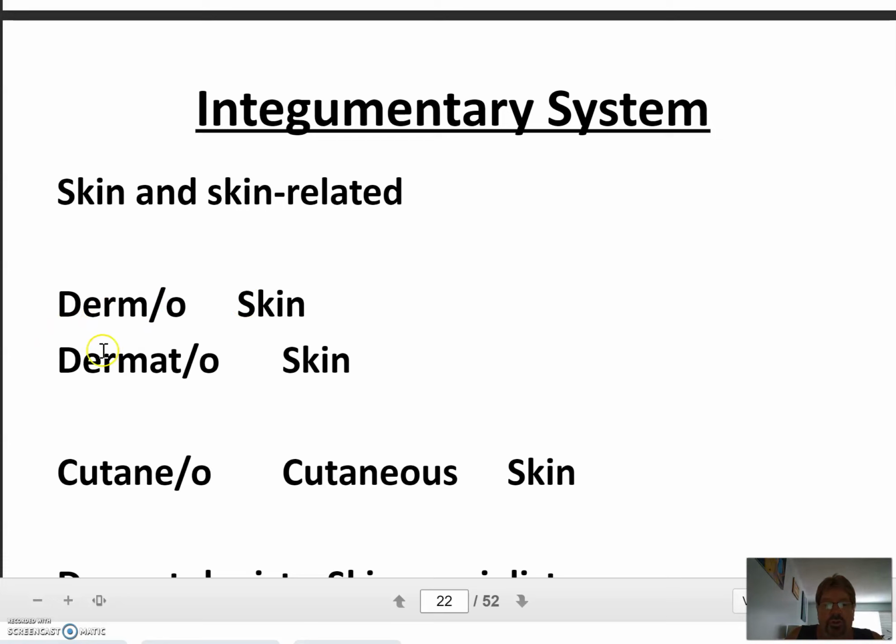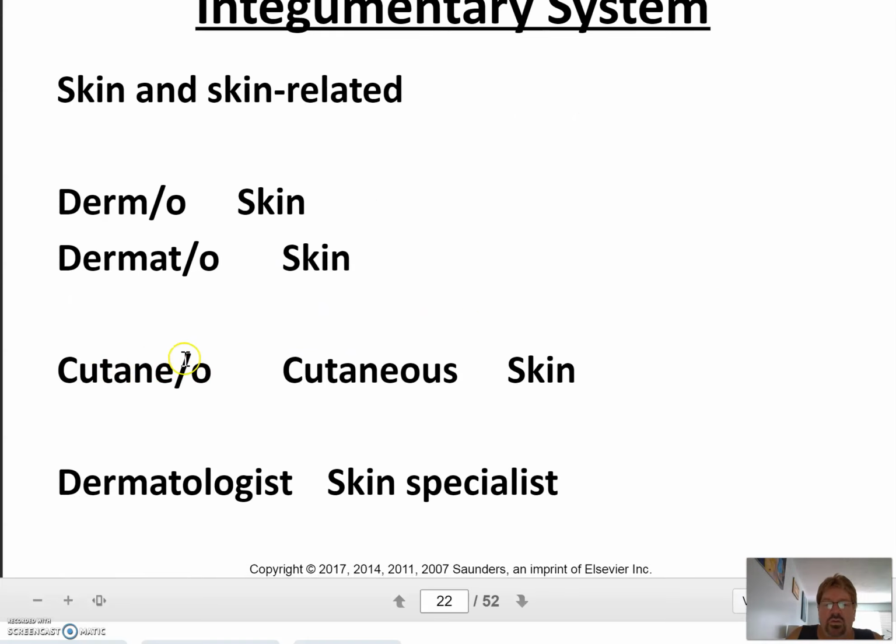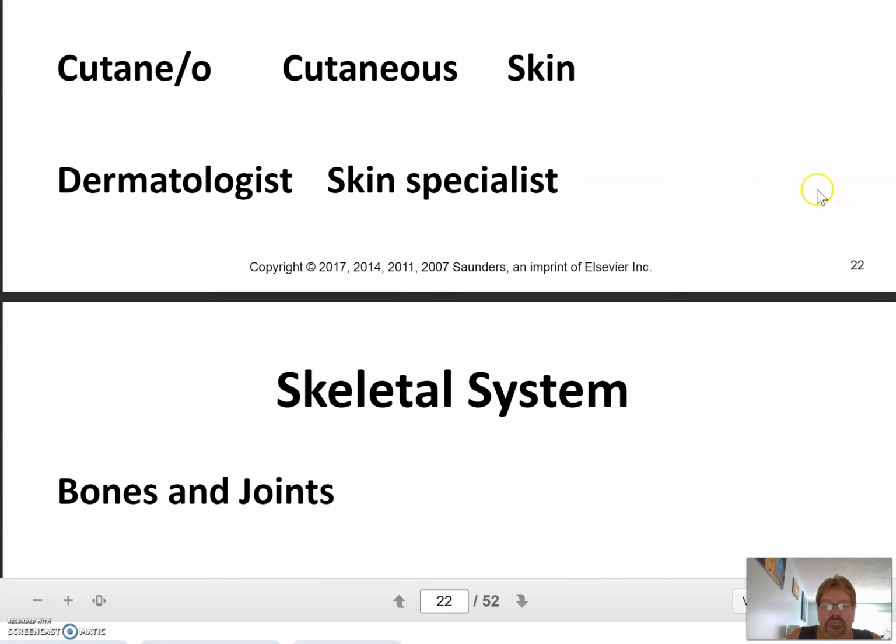So dermo or dermato means something to do with the skin, like a dermatologist. See, it all makes sense, guys. Cutaneo also means skin. A dermatologist is the doctor who specializes in disorders and problems with the skin. Dermo or dermato both mean skin. These are the kind of words, guys, you got to start learning. But you'll do well. I've got faith in you.